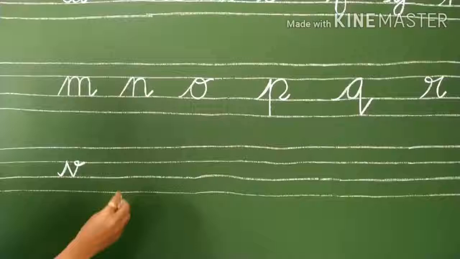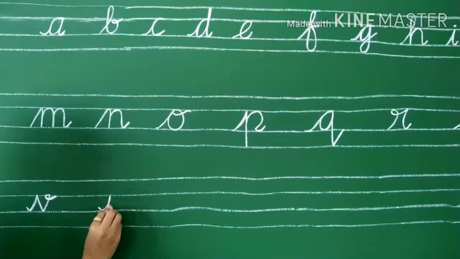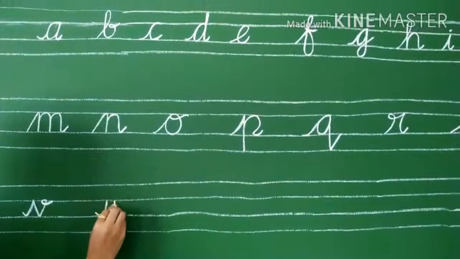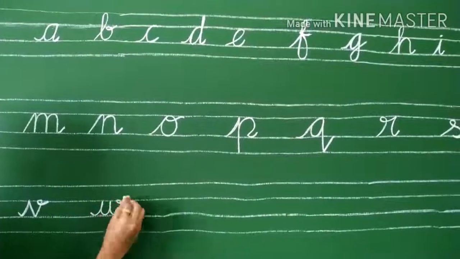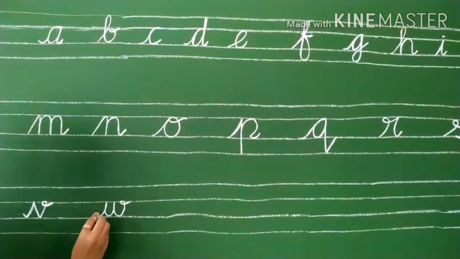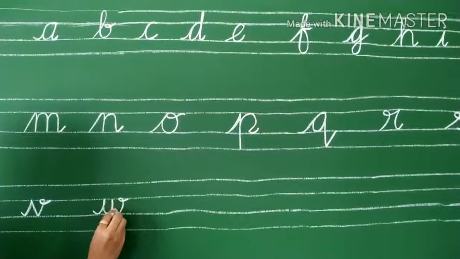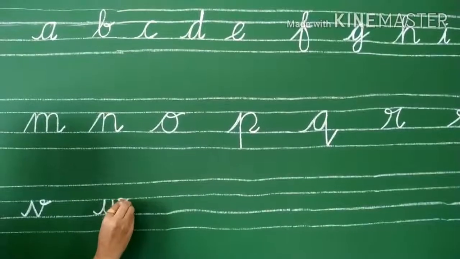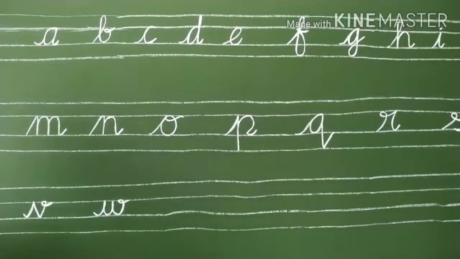What comes after v? It's w. Draw a curve and draw 2 u. Yes, 2 small u ends with a knot. Yes, draw a curve and draw 2 small u and ends with a knot. It's w. What comes after w?